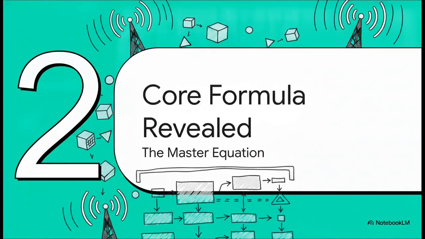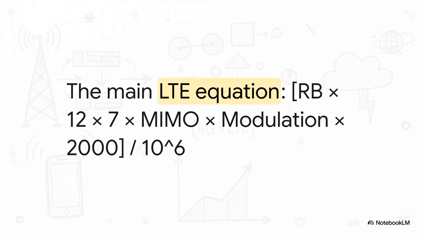Moving right along to section 2, the core formula revealed. Okay, think of this equation as the ultimate cheat sheet that governs mobile networks all across the globe. Here it is in all its glory. Resource blocks, times 12, times 7, times MIMO, times modulation, times 2000, all divided by 10 to the power of 6.